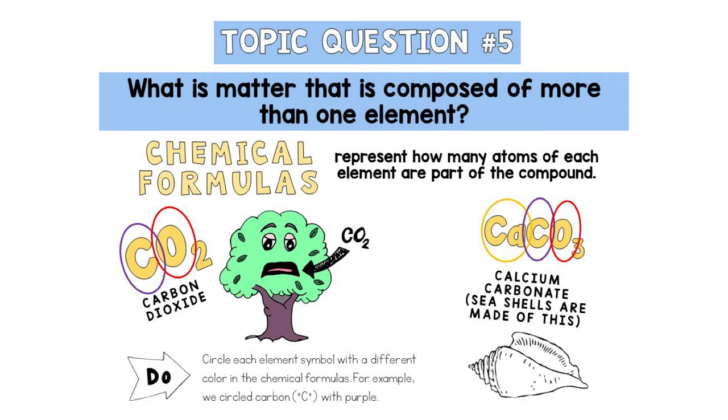On the other hand, we have calcium carbonate, which is what seashells are made out of. Now, I circled calcium with yellow, carbon with purple, and oxygen with red. Notice how each new element symbol always starts with a capital letter. So, if you count the number of capitals, you'll know how many elements make up that compound.